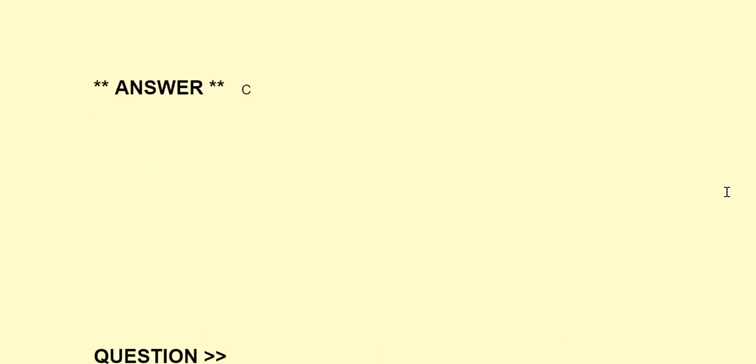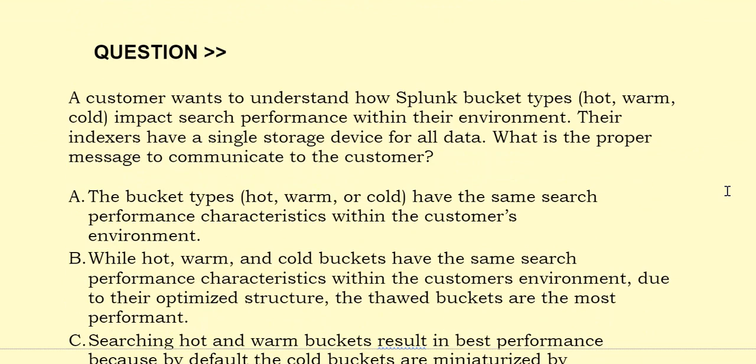The correct answer is option C. Our next question is, a customer wants to understand how Splunk bucket types hot, warm, cold impact search performance within their environment. Their indexers have a single storage device for all data. What is the proper message to communicate to the customer?